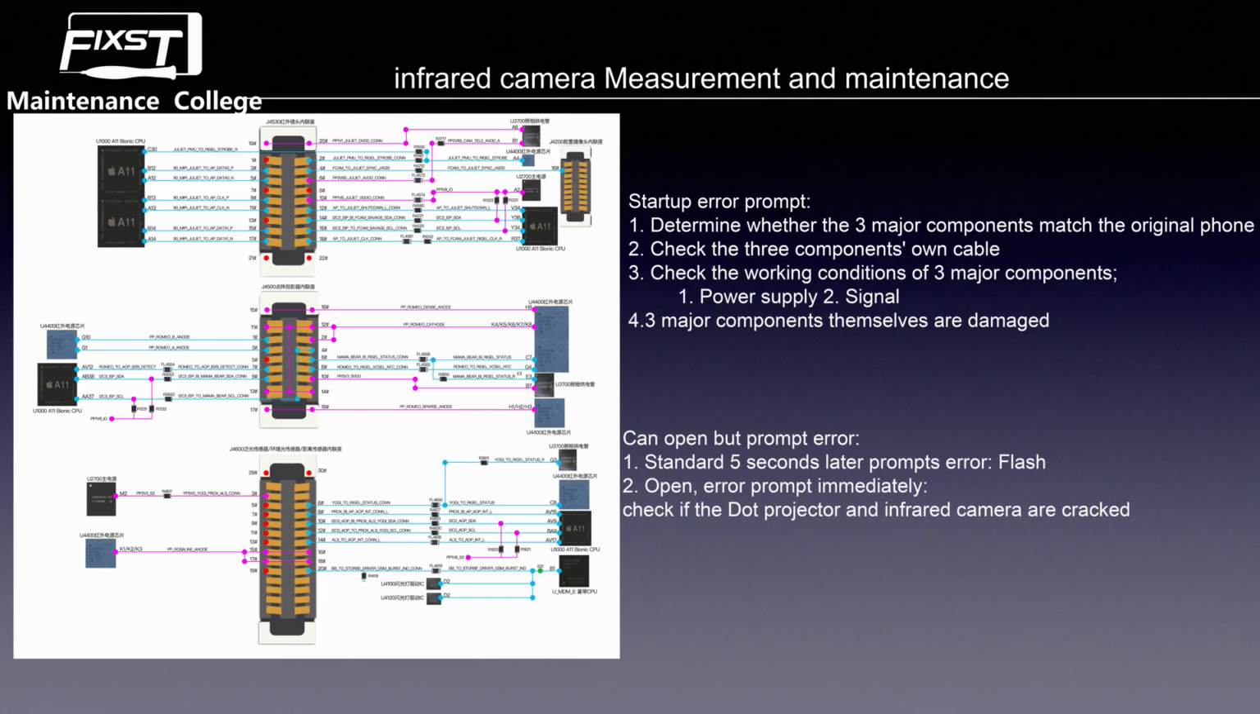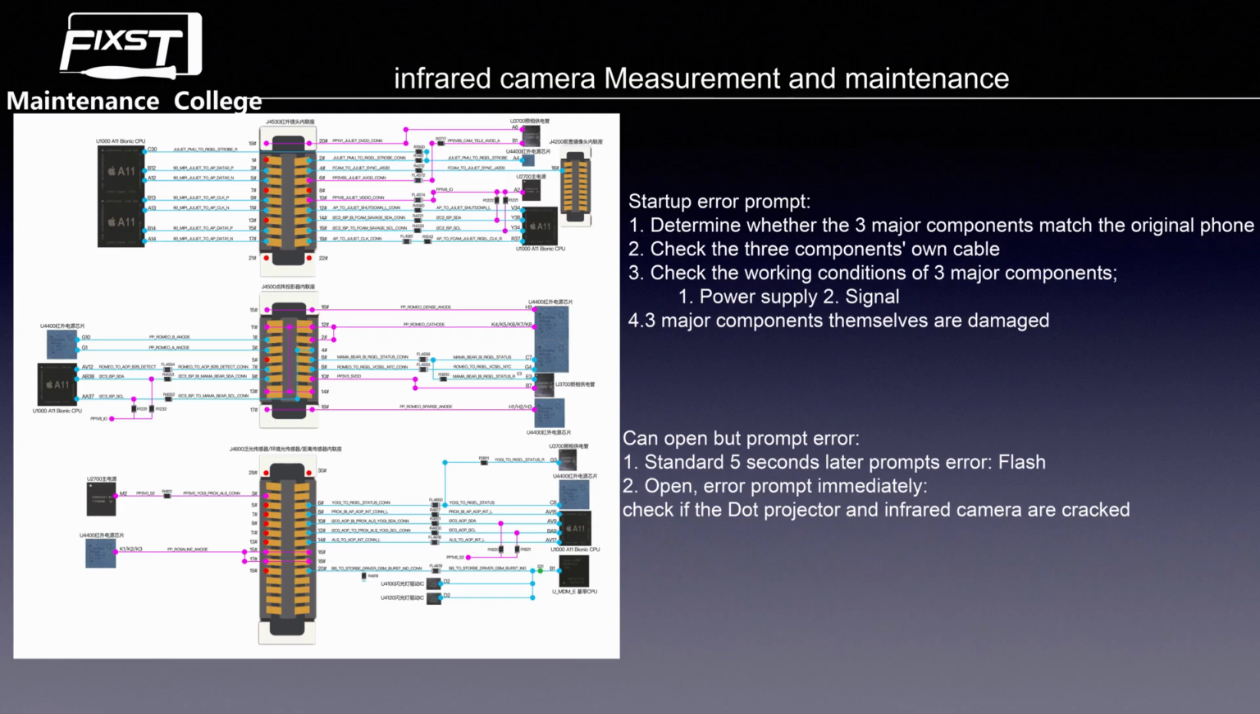When you power on the phone, the error prompt appears. First, we need to determine whether the 3 major components, which are the infrared camera, the dot projector, and the flood illuminator, match the original phone or not, because these 3 components are paired with the CPU. If one of these 3 components does not match the phone, you don't need to repair it, because these 3 components are all encrypted with the CPU.